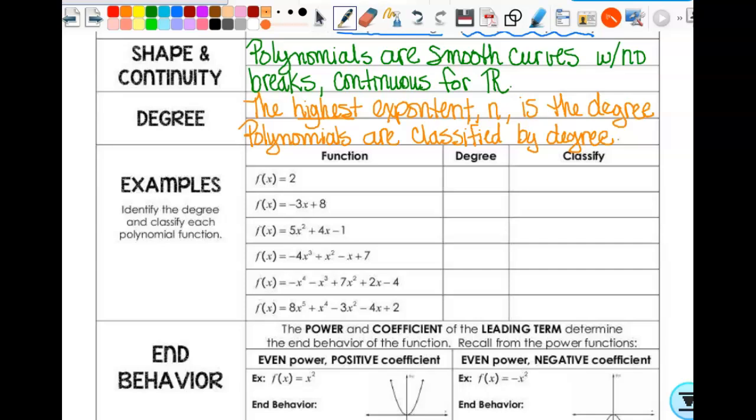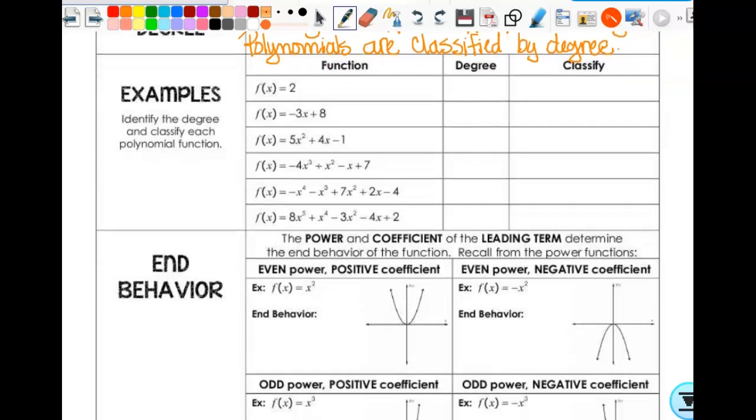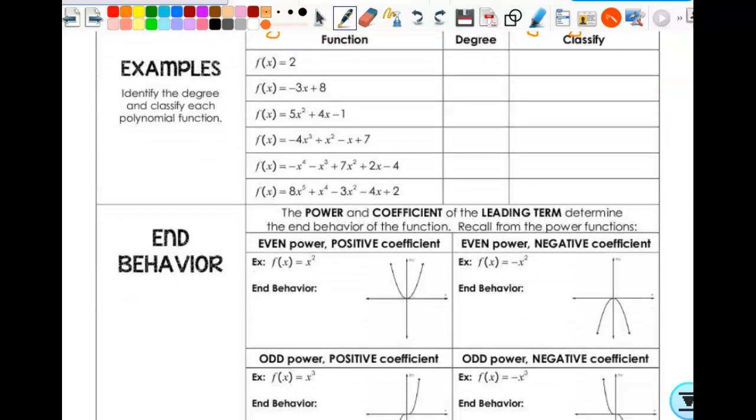Any questions at this point? All right, so let's look at these degrees. All of these functions here are written in standard form, so that means my first exponent is my highest exponent. Let's start from the bottom. This first one, the degree is 5. This degree, 4. This degree, because the highest exponent is 3. This one is 2.